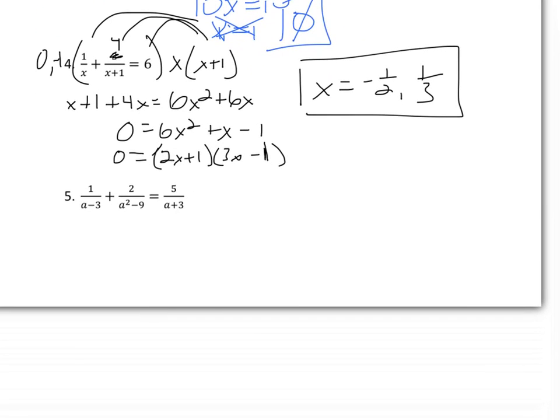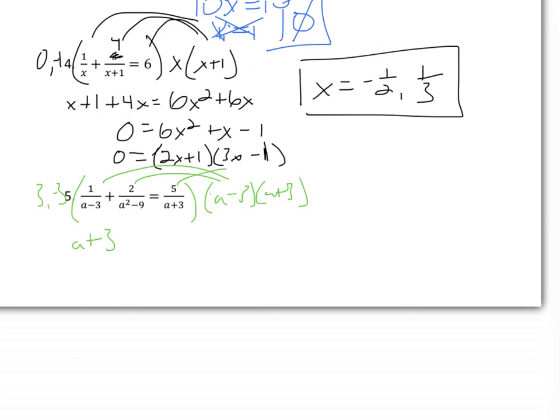And lastly, number 5. We see that x squared minus 9 factors to (x + 3)(x - 3), so that makes this pretty easy. We know our extraneous roots might be 3 and negative 3. We're going to multiply this by (a - 3)(a + 3). And things will start canceling out for us. So a minus 3's cancel out. We're left with an a plus 3 in the first term.